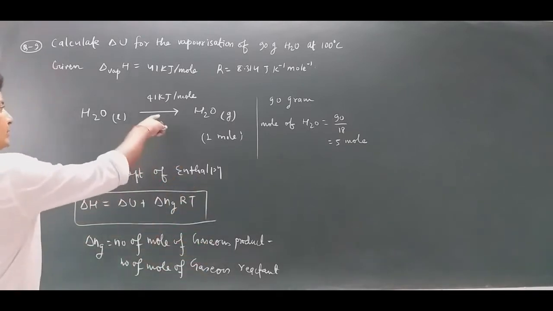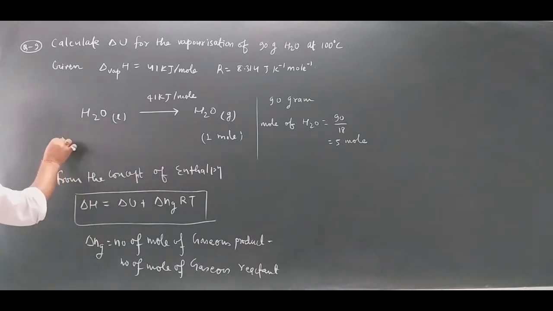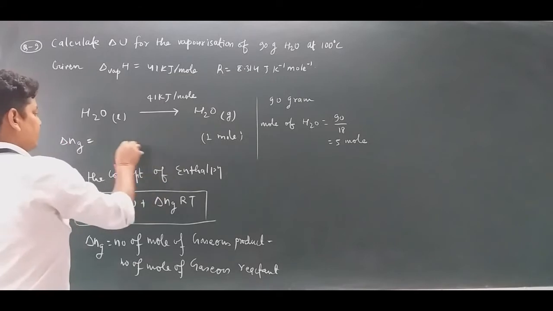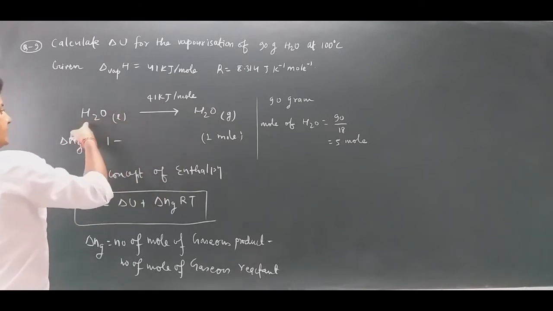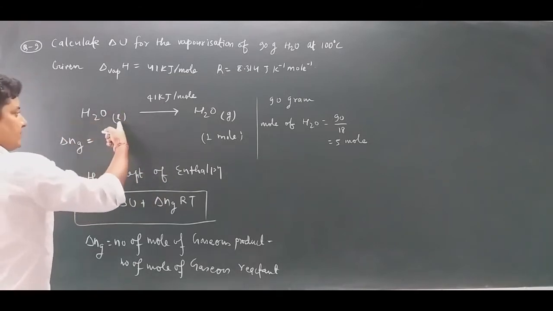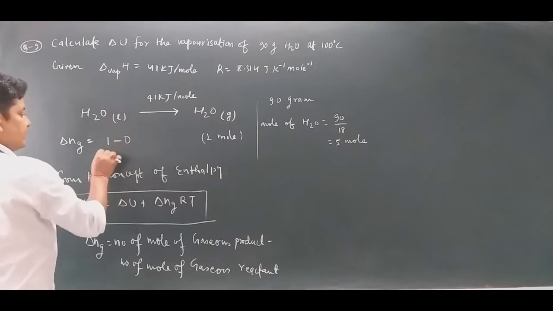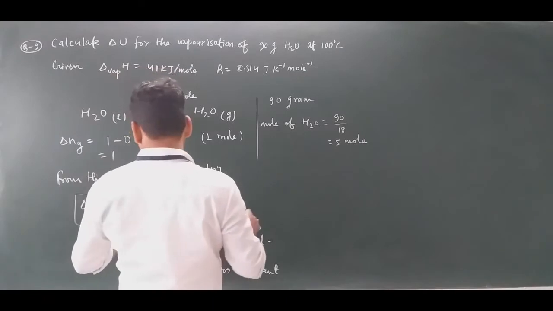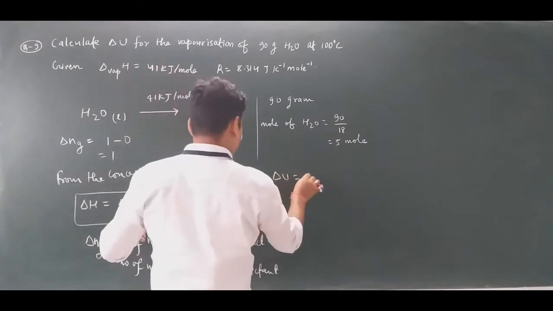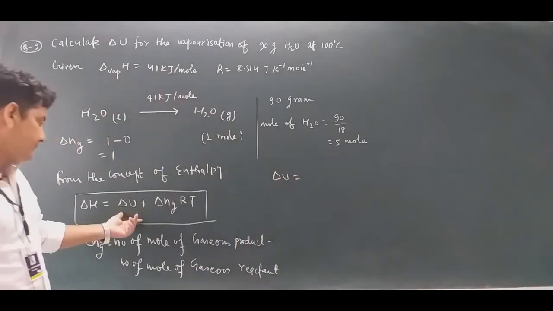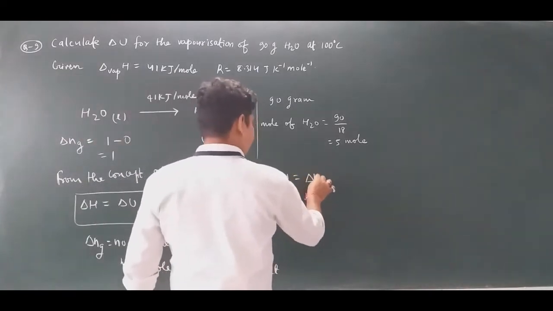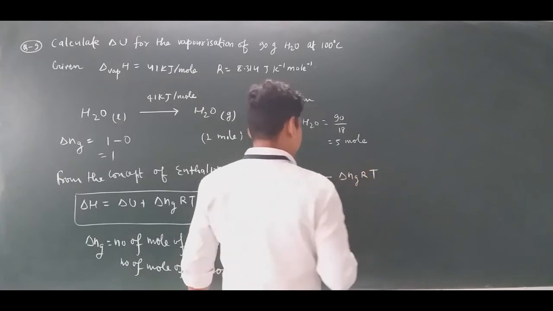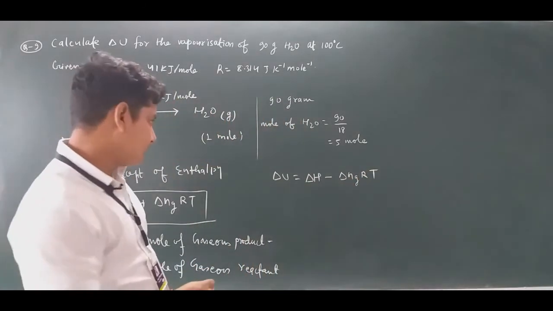So if here we want to consider delta Ng, what is delta Ng? Number of moles of gaseous product, what is the mole here? 1 mole. And number of moles of gaseous reactant, no reactant is in gaseous form, only in liquid form, so it is 0, so delta Ng is 1. So basically from this equation, if we want to write the change in internal energy, it is delta H minus delta Ng RT. Okay?